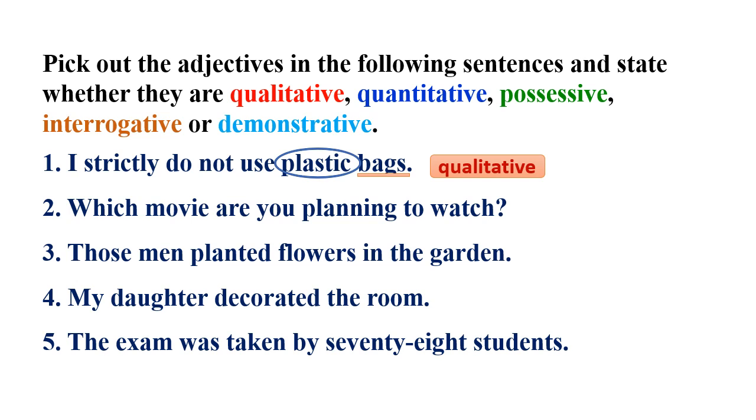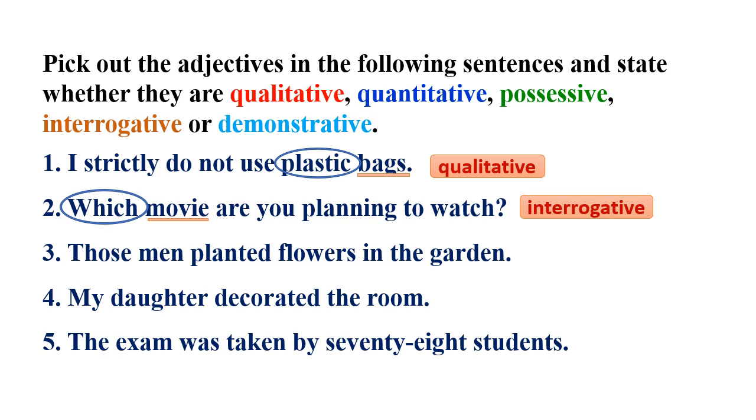Look at the second one. Which movie are you planning to watch? The noun in this sentence is movie. And the word which appears right before the noun movie to form a question. Which movie are you planning to watch? So this word which, appearing right before the noun to form a question, is an adjective. It is an interrogative adjective.